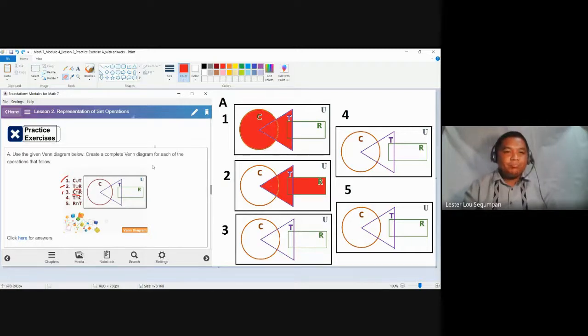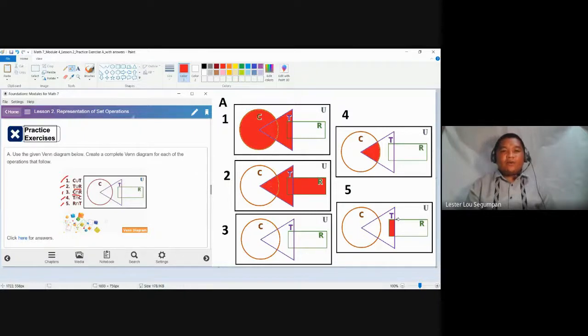Number four, T intersection C. This is T, this is C. They are now joint because they share an area here. So you're going to shade here the pizza slice. Okay, the pizza slice. It's different from number three because C and R are not joint. They are disjoint. For C and T, they are joint to the area which is common to them. Similarly, for number five, R intersection T. So the common area of set R and set T is this area here.